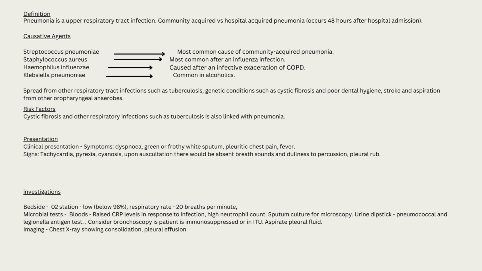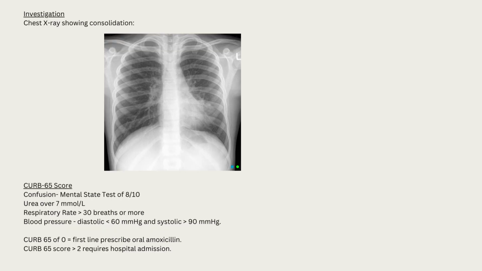In patients who are immunocompromised or in ITU, we would also consider using bronchoscopy, and we can aspirate the pleural fluid to confirm pneumonia. A classic score that we use is the CURB-65 score. C stands for confusion, U for urea, R for respiratory rate, and B for blood pressure. A mental test score of 8 out of 10 or less signifies confusion, urea over 7 millimoles per liter, respiratory rate of 30 breaths per minute or more, a diastolic pressure of 60 or less, and a systolic of 90 or less. Altogether these are the indicators of the CURB-65 score.